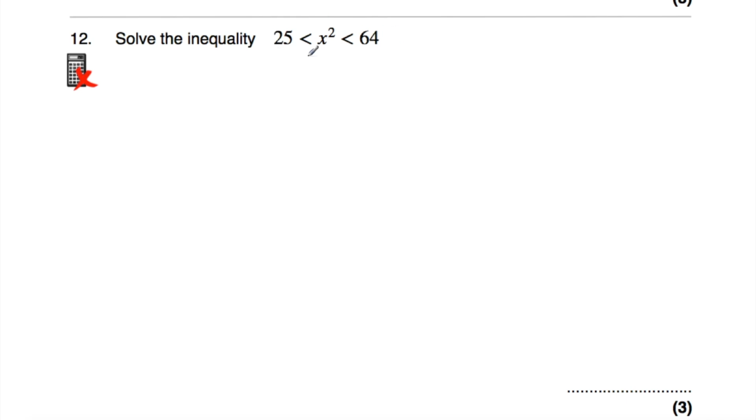So what I'm going to do is treat this as two separate inequalities. I'm going to look at the inequality that 25 is less than x squared, or if we turn that around, x squared is bigger than 25. And I'm also going to have a look at this inequality that x squared is less than 64. I'm then going to find our solutions for those, and then find out which values of x would satisfy both of them.